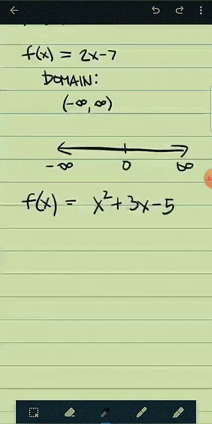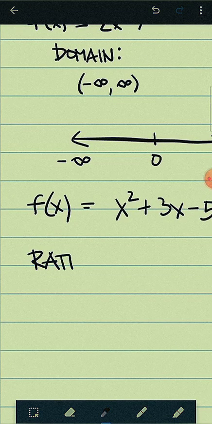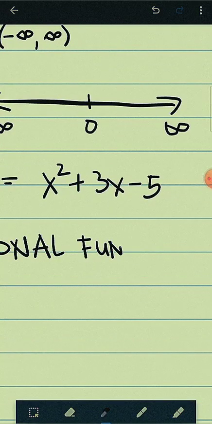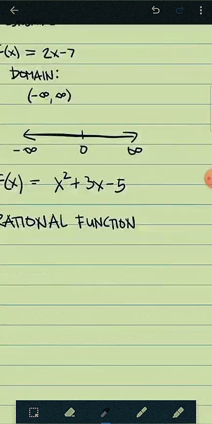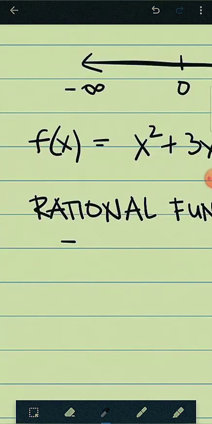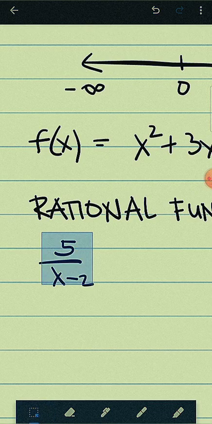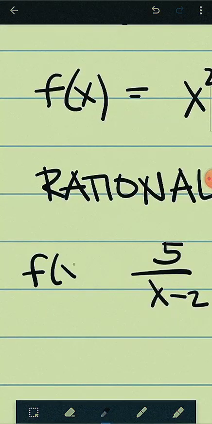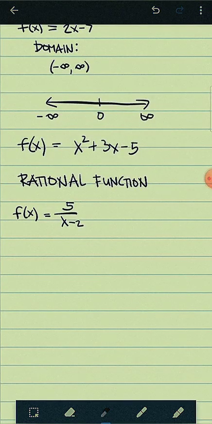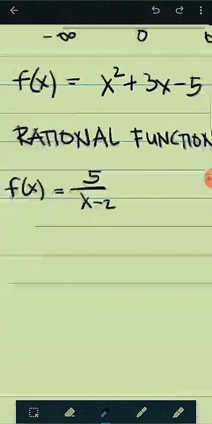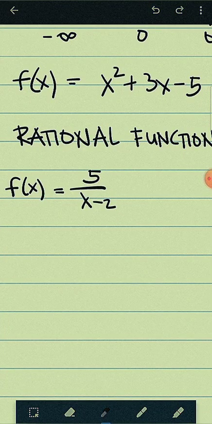So the second case is if we have a rational function. How do we find the domain of, for example, 5 over x minus 2? Let's say this is our function. How do we find the domain? Well, we know that the denominator cannot be equal to 0, right? Because otherwise, if the denominator becomes 0, that's an undefined result.